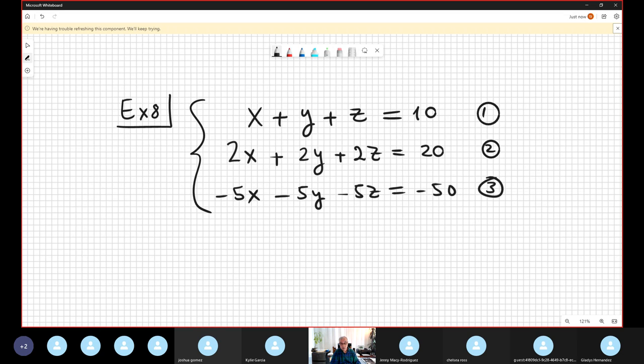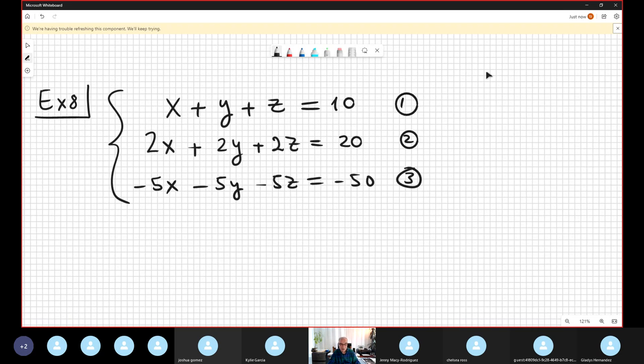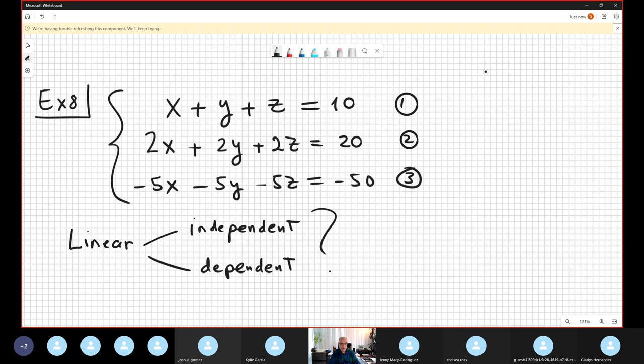Let me get the glue. These equations are linear independent or linear dependent? We have two possibilities, independent or dependent. What do you think? Big question mark. Nobody understands very well what linear independent and linear dependent mean.